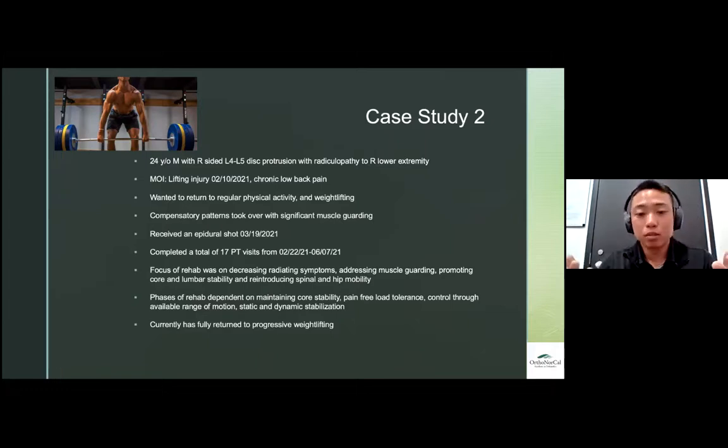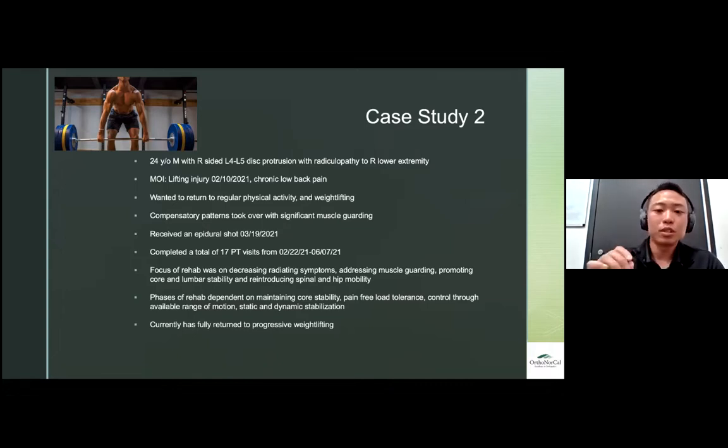He wanted to get back to lifting and physical activity. He's a young gentleman. Now, he was more looking for conservative methods. And Dr. Malumphy actually was the one who provided the epidural shot to him. And this quite a bit resolved his pain. Now, is resolving his pain going to be enough to return him back to physical activity?